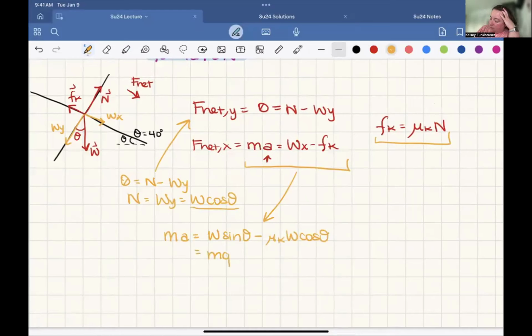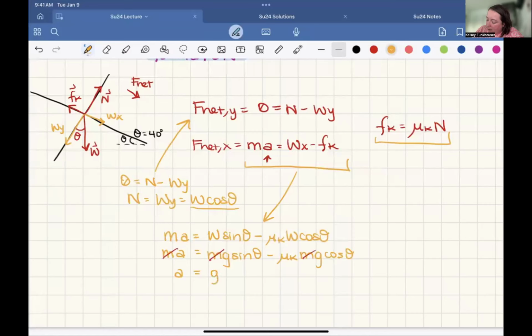So that's mg sine theta minus mu. That's what that symbol is, by the way, mu. mg cosine theta. Cool. And we have mass on both sides, so we can divide that out. So that's why I wanted to expand out those weight equations so that we could cancel out the mass. So now we have an equation for acceleration.